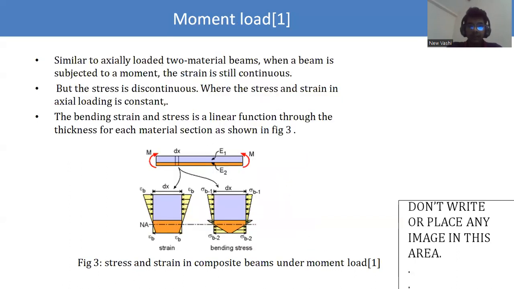Coming to another topic, the moment load. Similar to axially loaded two-material beams, when a beam is subjected to moment, the strain is still continuous, but the stress is discontinuous. Unlike the axial load, where stress and strain are constant, the bending strain and stress are a linear function through the thickness for each material, as shown in figure 3. In this figure, we can see the composite beams under moment loads.